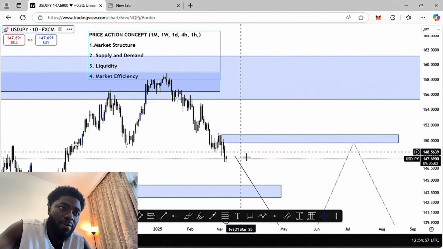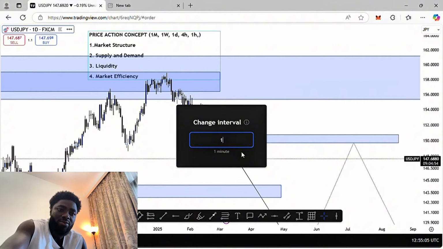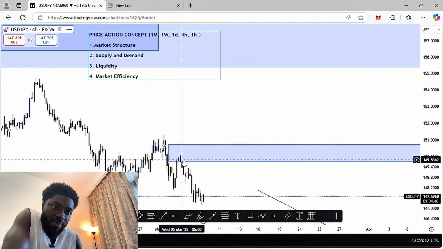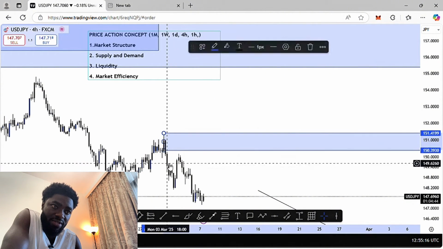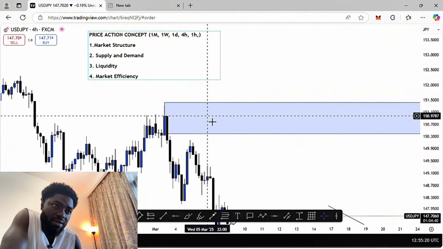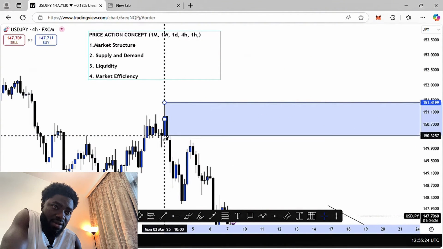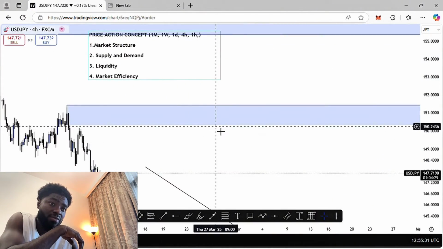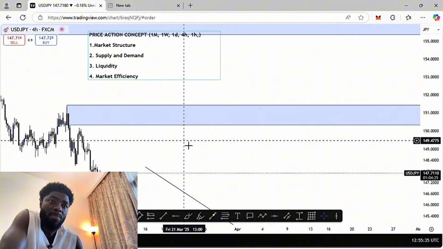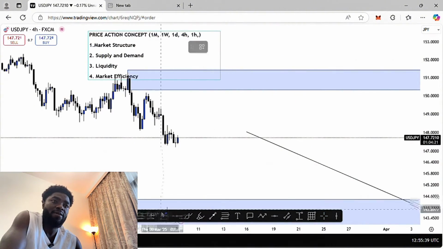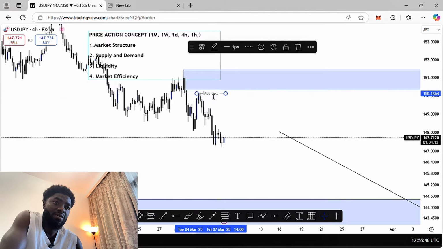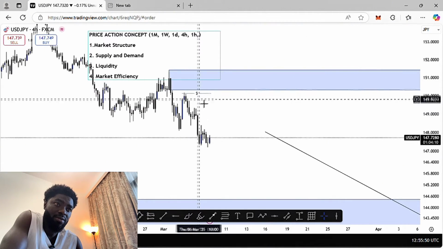If we want to have a day trading setup, then we have to go to the 4-hour time frame. Let me see if we have an inefficiency. There is a little inefficiency here, left unmitigated. So now this becomes a supply zone for us. On the 4-hour time frame, this becomes the inducement or liquidity to actually take the sell on.